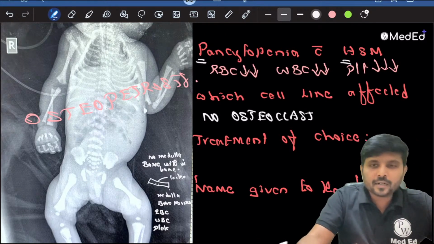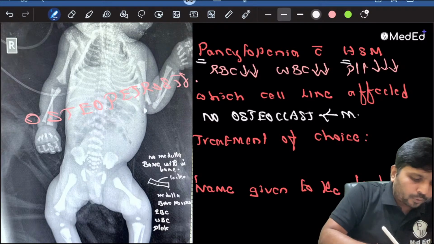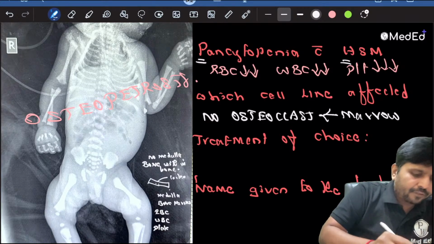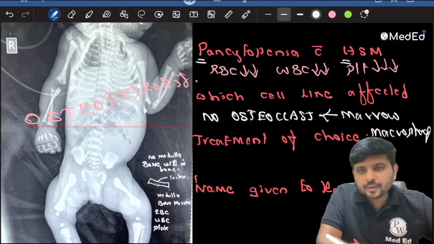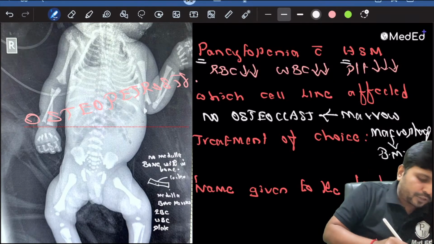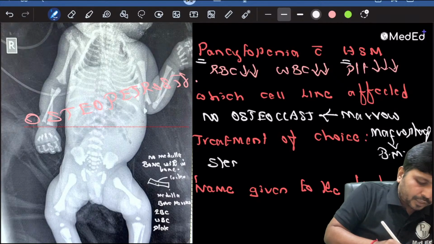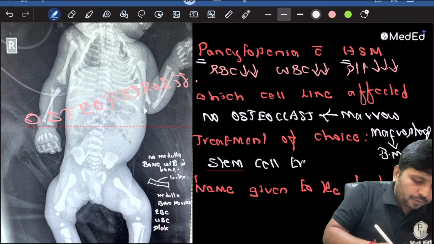Okay, what is the treatment of choice? Osteoclasts are produced from marrow. They are derived from macrophage. Macrophage is produced from bone marrow. So what is the treatment of choice? The treatment of choice for osteopetrosis is stem cell transplant.